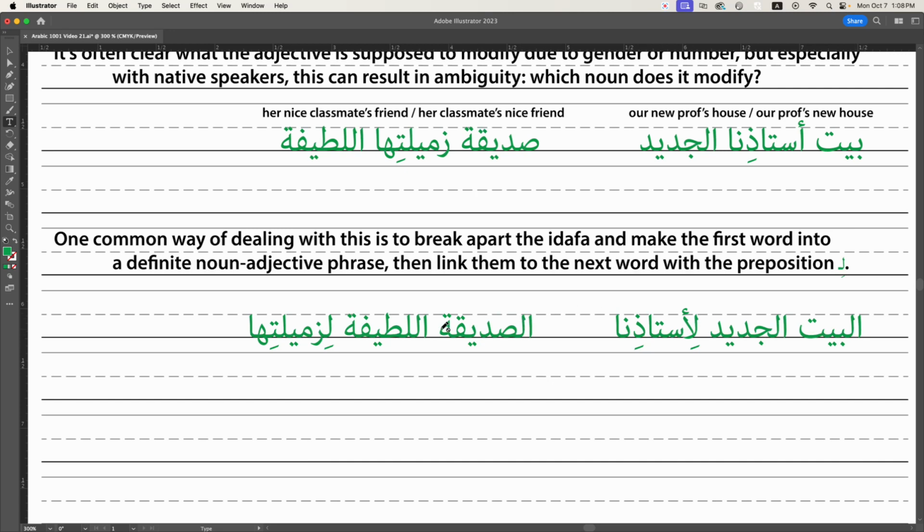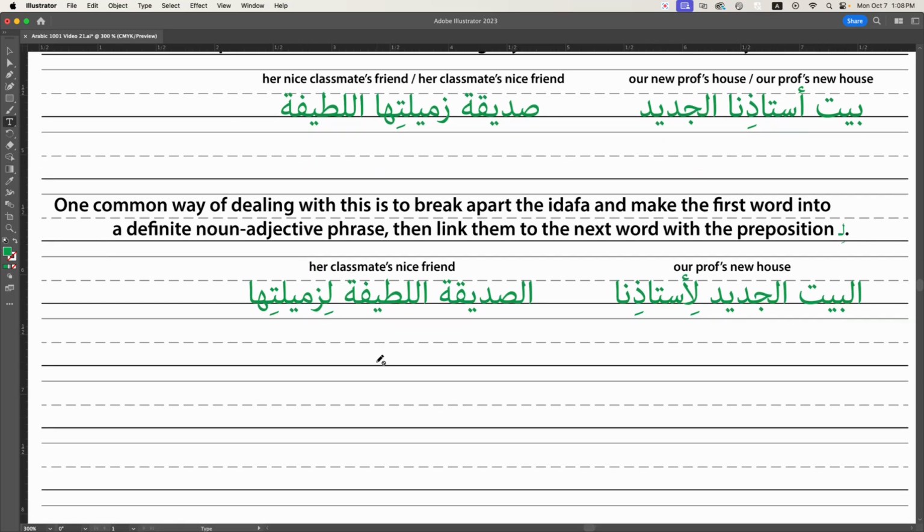So over here we have the nice friend of zamilatiha, her classmate. So the le just attaches to the next word like this. And this is a cue that something's going on here. It's like hearing the ta in ta marbuta up here in sadiqat zamilataha, or hearing the z in English for like the classmate's friend. Sometimes it's an S, not a z. So now we know for sure that we're saying the new house of our professor, or our professor's new house, and the nice friend of her classmate, or her classmate's nice friend.